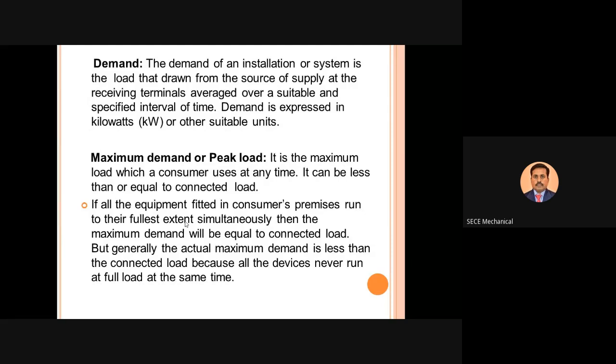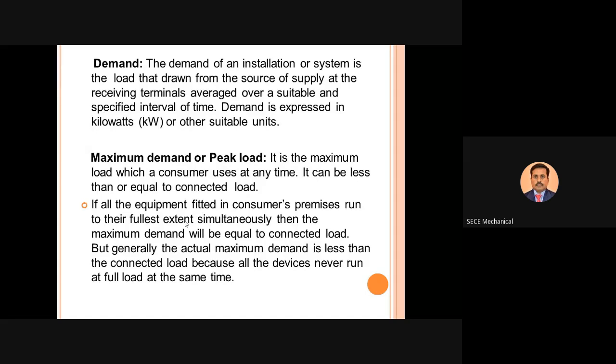So demand is expressed in kilowatt or a suitable unit. Now what is meant by demand? The power is supplied from the power station. Based upon the power supply, the power received at the terminal, averaged over a particular time interval, how much source of power is received from the power source area, that is called demand. Based upon the demand only we can supply the power to the consumers.